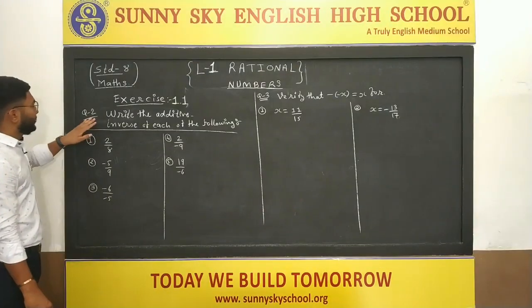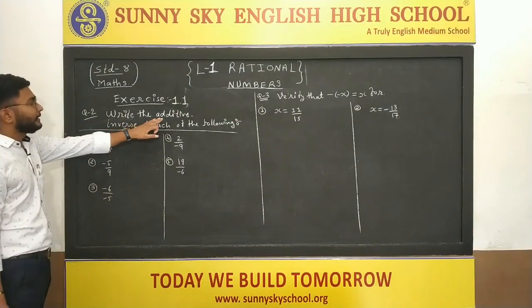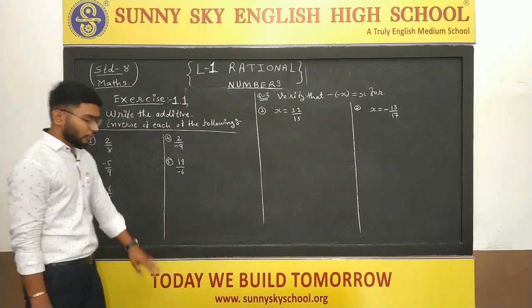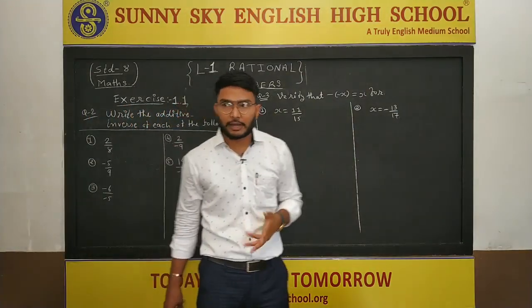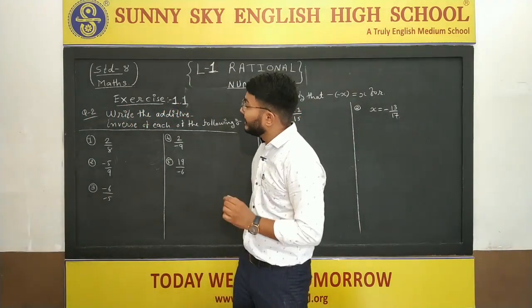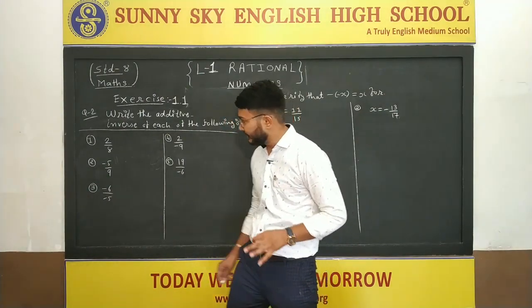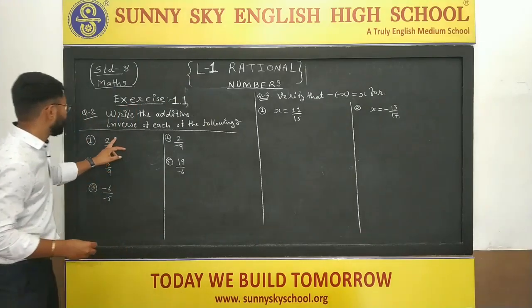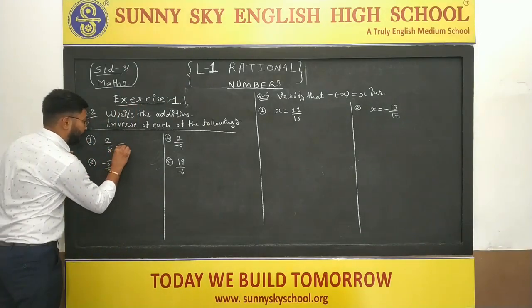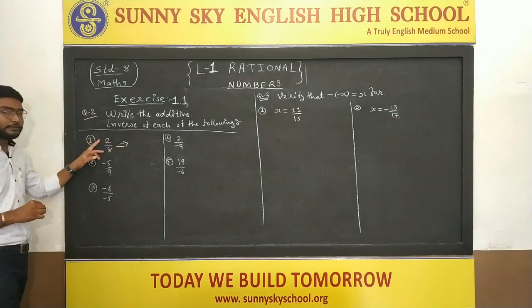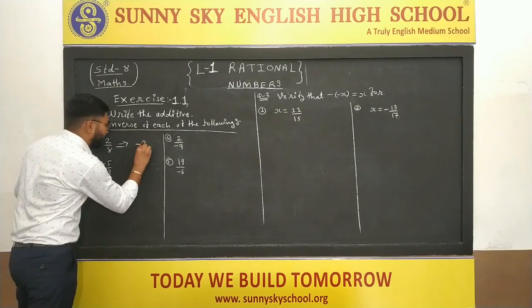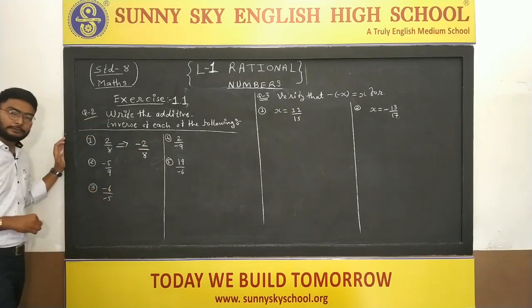Now we start question number 2. Write the additive inverse of each of the following. We have discussed this earlier in the introduction lecture. Additive inverse means you just have to change the sign. See, what is the first question given? 2 by 8, and both are plus. Therefore, the additive inverse of 2 by 8 is minus 2 by 8.